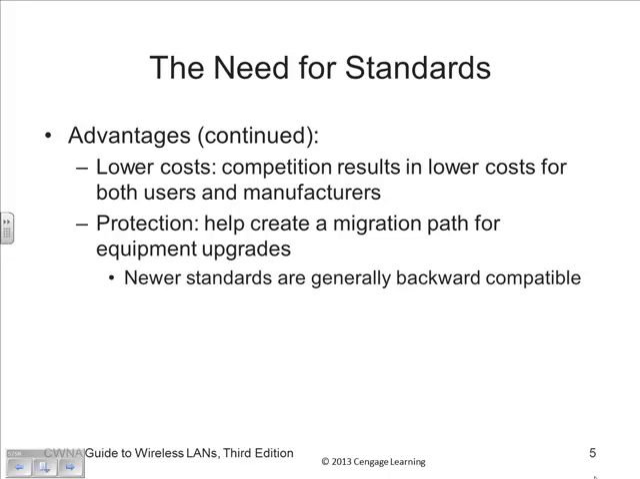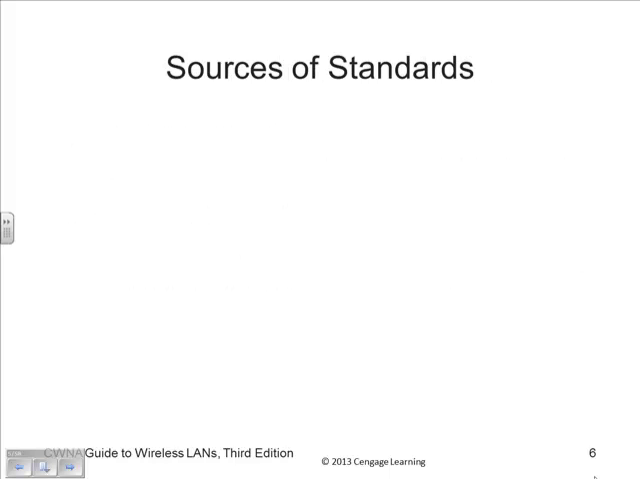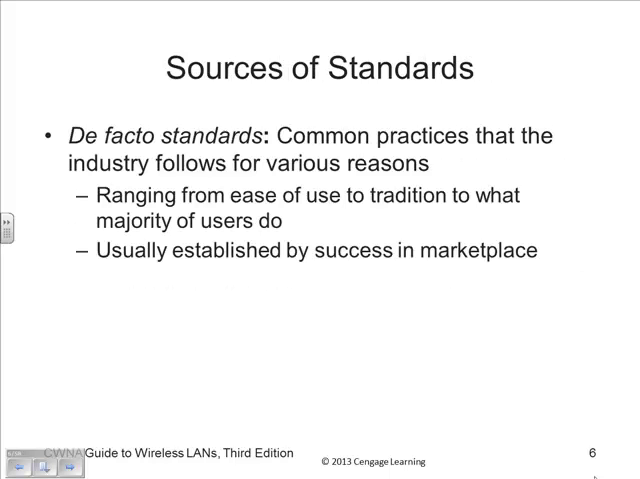Newer standards are generally backward compatible, and the G and the B are backward compatible with the exception of the security. If you wanted to use a secure B device on a G, you had to use WPA and not WPA2 in that standard. De facto standards: common practices that range from ease of use to tradition of the majority of users, usually established by success in the marketplace.